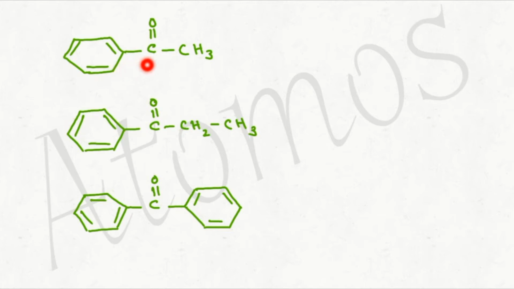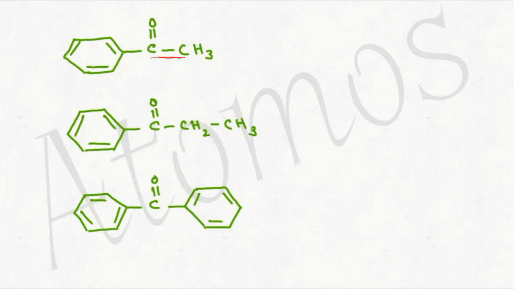Now see these compounds. They are aromatic ketones, right? And here only one keto group is present, but which in turn is directly attached to a benzene ring. So how to name these compounds? In this case, we will have to find out the longest carbon chain. This is the longest carbon chain in this case, right?